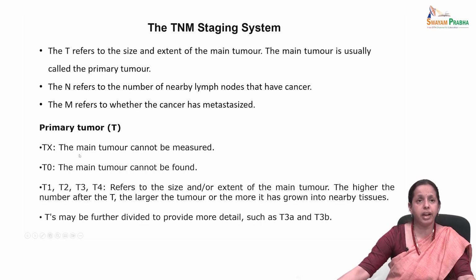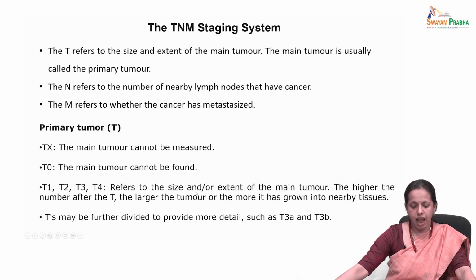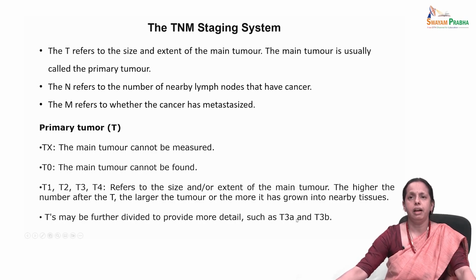The clinician will give the T in the following terminology. TX is a main tumor which cannot be measured. T0 is a main tumor which cannot be found. T1, T2, T3, T4 refer to the size and extent of the main tumor. The higher the number after the T, the larger the tumor or the more it has grown into the nearby tissue. T may be further divided into more detail, such as T3A, T3B, and so on.